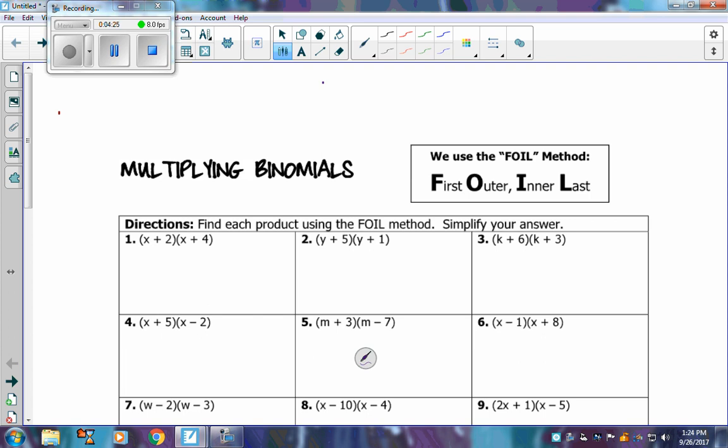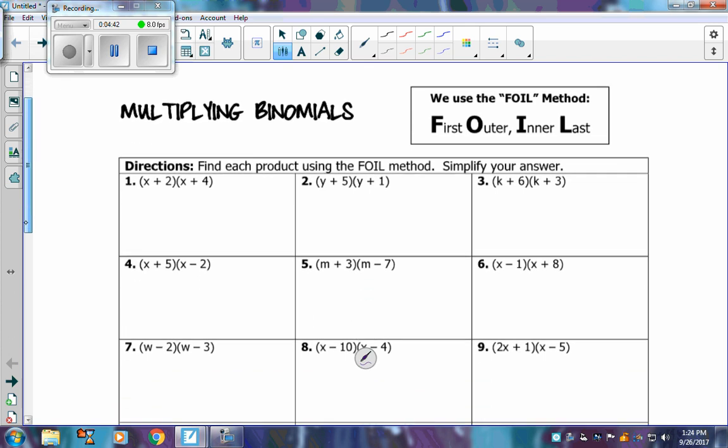Again, the FOIL method is just an acronym that helps you to multiply these. And all we're doing is distributing. The reason I want to introduce it as the FOIL method is because later on we're going to be going backwards. And if you understand the FOIL method, it's going to help you to be able to factor, which is something we're going to do later.